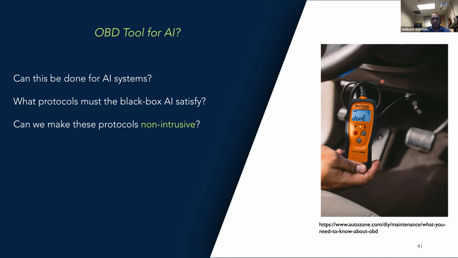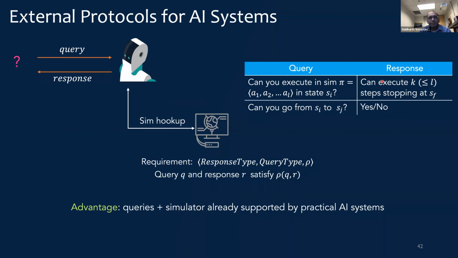And what we found is that if you can impose a query response protocol on an agent, so for instance, the agent should be able to accept two kinds of queries. One query is, can you execute this particular sequence of actions starting from a given state? And the response would be something like, I can execute so many steps and I end up stopping here. And this, we only want the AI system to be able to do in a simulator that we have.